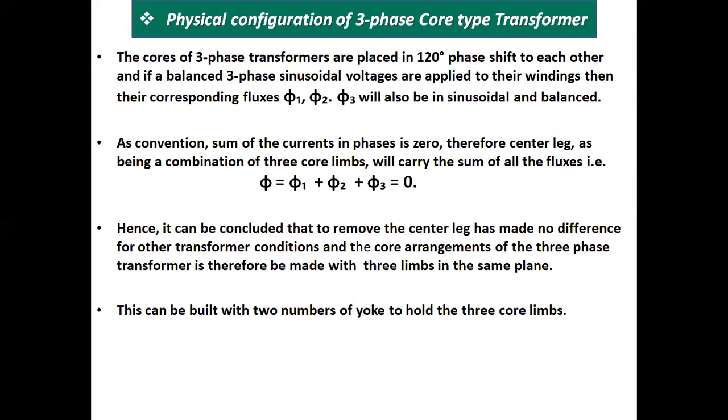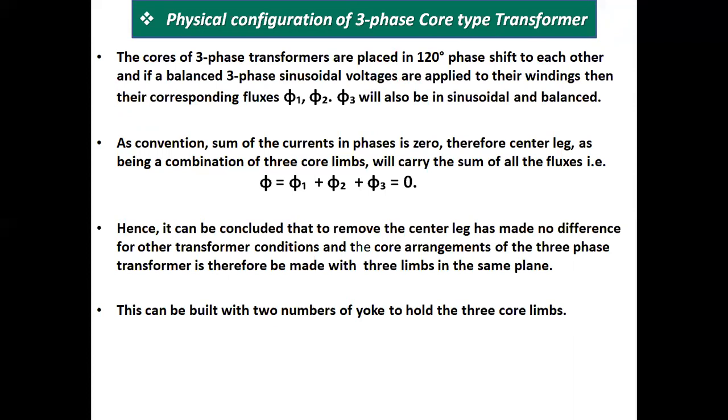Physical configuration of three-phase core-type transformer. The cores of three-phase transformers are placed in 120-degree phase shift to each other, and if balanced three-phase sinusoidal voltages are applied in their windings, then their corresponding fluxes phi1, phi2, phi3 will also be sinusoidal and balanced.